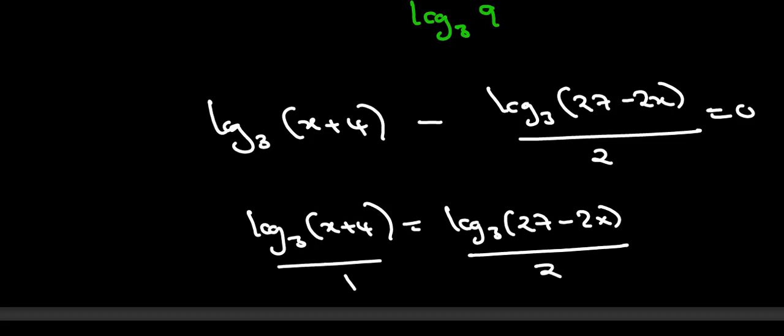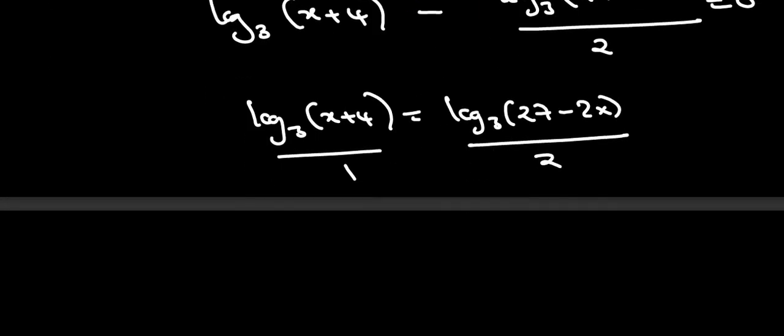Here we have that. We're going to cross multiply. It makes life a little bit easier to handle because we're going to get 2 log 3 of x plus 4 is equal to log 3.